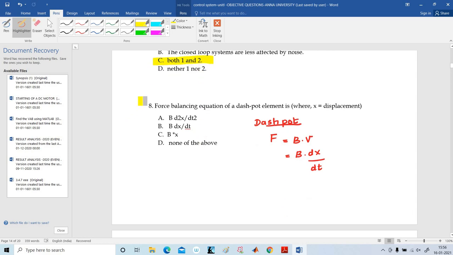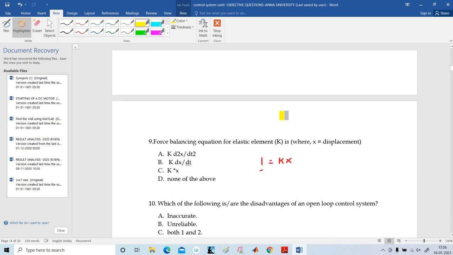Next question, force balancing equation of dashpot element. In a dashpot, F is equal to B into the velocity. How to write velocity? B into dx by dt. So B is the correct answer. 9th problem, force balancing equation for elastic element is, so what is the force balancing equation? The force equal to K into X. So this is the elastic element. So the answer is the third one. C is the correct answer.